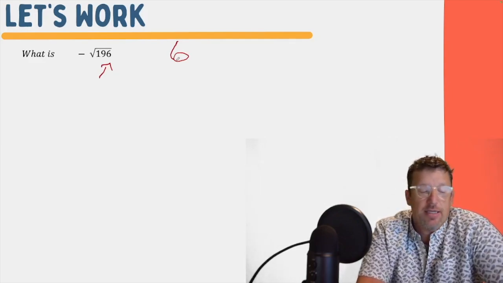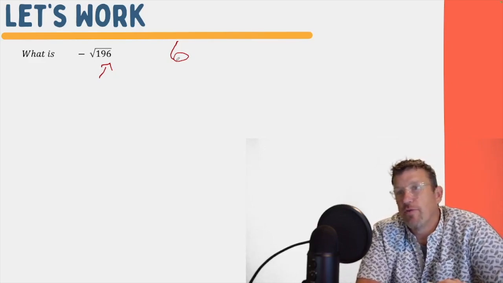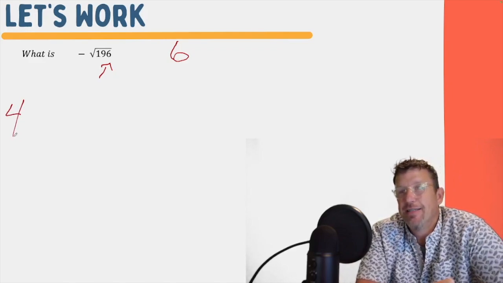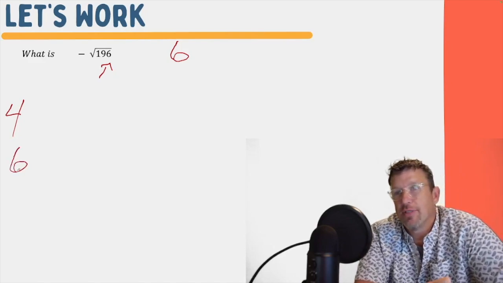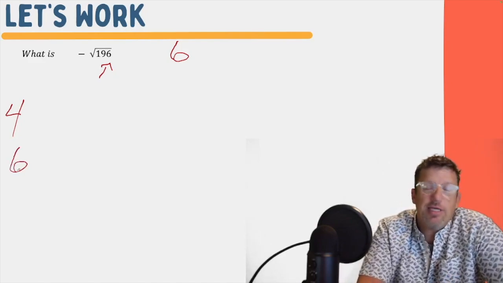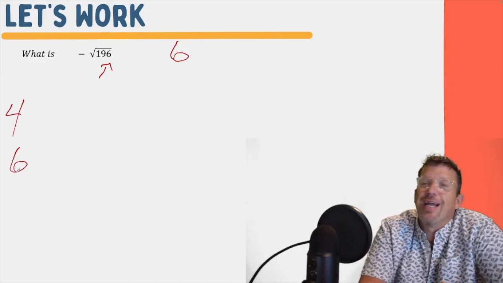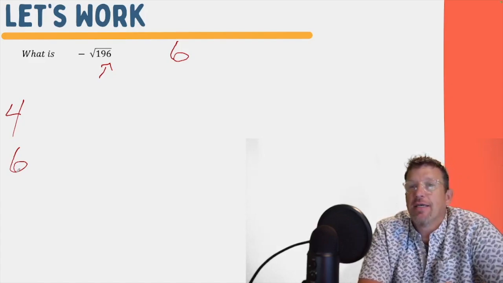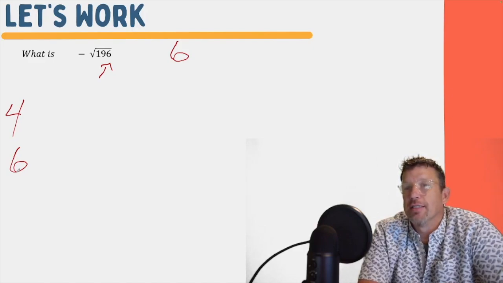And when you think about it, 1 times 1 is 1, 2 times 2 is 4, 3 times 3 is 9, 4 times 4 is 16. Right? So that ends in a 6. 5 times 5 is 25. 6 times 6 is 36. So 6 times 6 ends in a 6. 7 times 7 is 49. 8 times 8 is 64. And 9 times 9 is 81. So now we know that the square root of 196 has to be a number that ends in 4 or ends in 6.